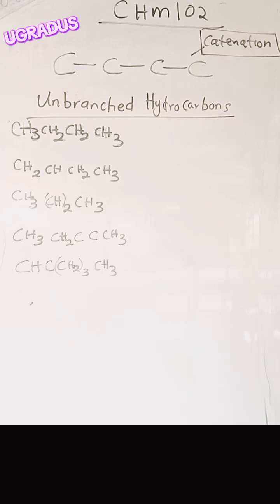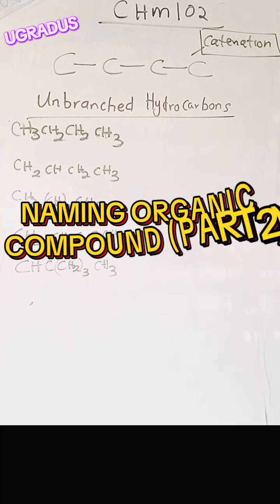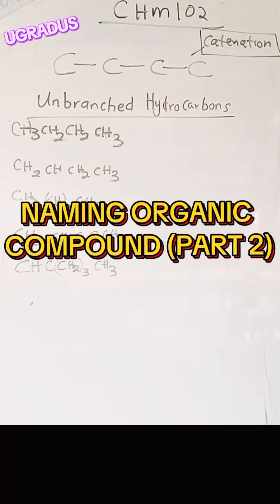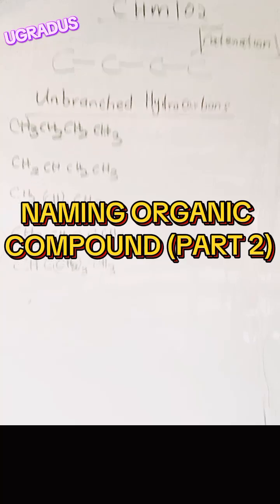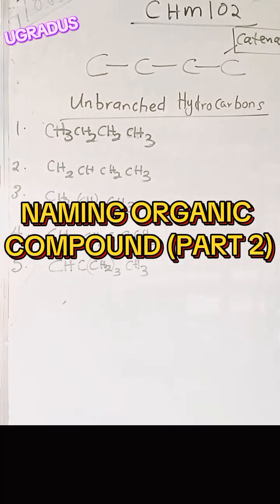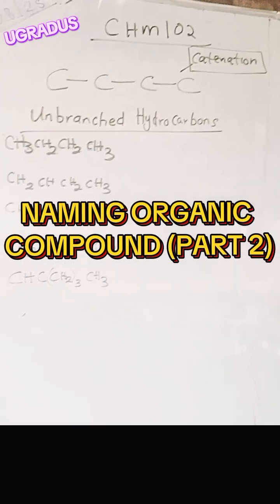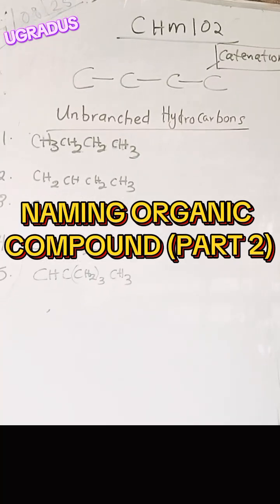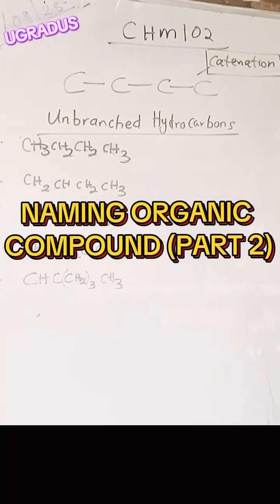So in this tutorial, I'm going to be taking you through the nomenclature of organic compounds, part 2, and I'm going to be starting with the unbranched hydrocarbons. When we say hydrocarbons, we mean this compound only includes strictly hydrogen and carbon. If I say it is strictly hydrogen and carbon, it means no other element should be found there. That is what I mean by saying that.